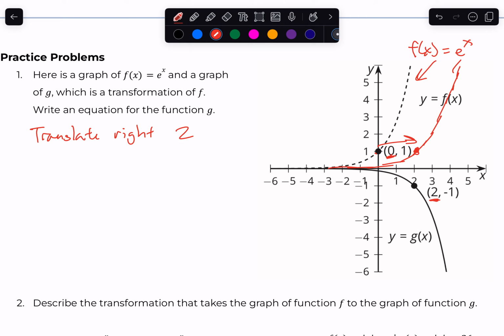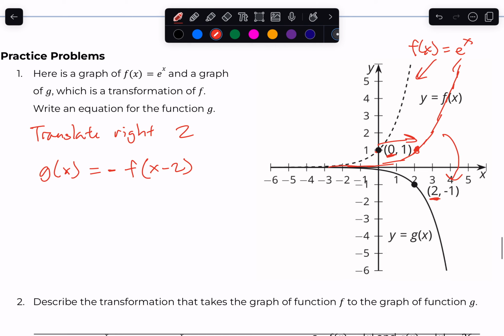Now, we need to then take the graph and flip it downwards. So we need to figure out how to change this equation in order to make it make sense. So we can say this: g of x is equal to f of x, but on the inside it went to the right 2, so now it's going to go x minus 2 on the inside, but it also flipped. So I'm going to put a negative out there.